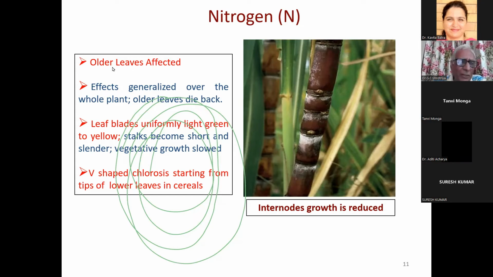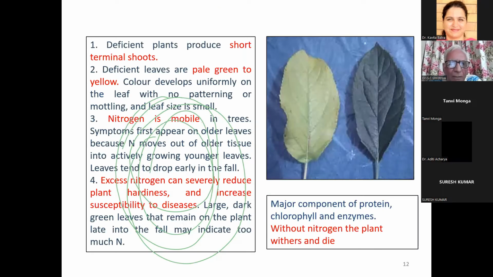Internodal growth is also reduced. On the leaves, when the yellowing starts, it starts in a V shape, starting from the tip, like the English letter V, and then it moves on. Along the midrib of the leaves, this chlorosis will start in a V-shaped manner, and this is how we can identify this is nitrogen deficiency. Next, please.